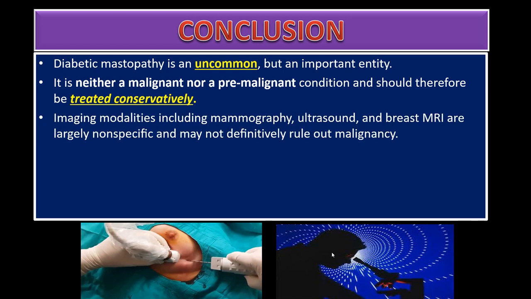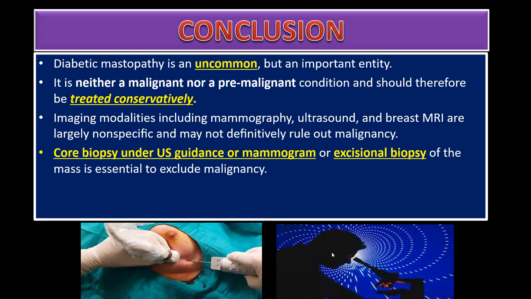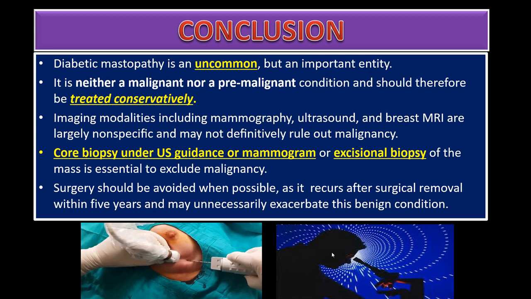Imaging modalities including mammography, ultrasound, and breast MRI are largely non-specific and may not definitively rule out malignancy. Core biopsy under ultrasound guidance or mammogram, or excisional biopsy of the mass, is essential to exclude malignancy. Surgery should be avoided when possible, as it recurs after surgical removal within 5 years and may unnecessarily exacerbate this benign condition.